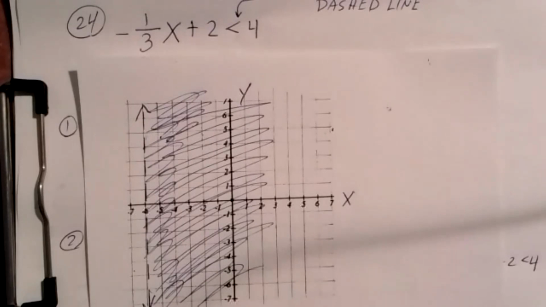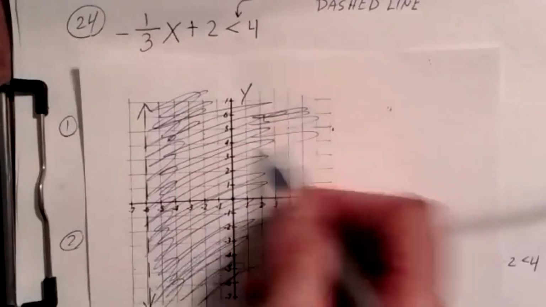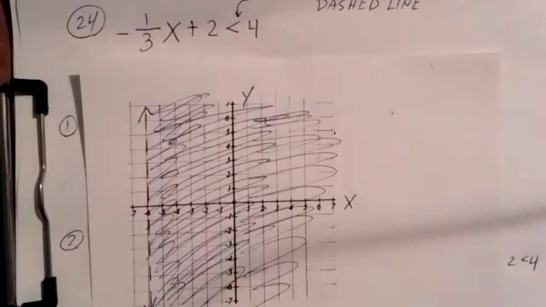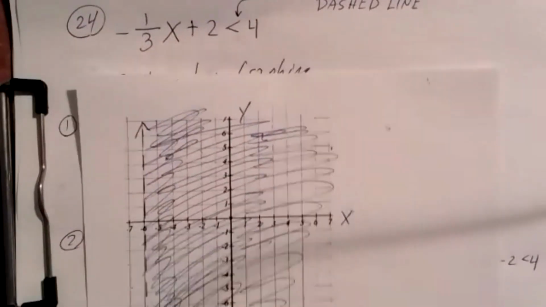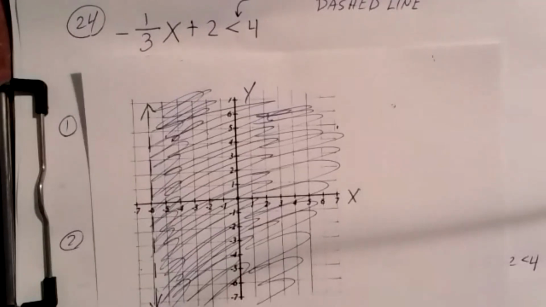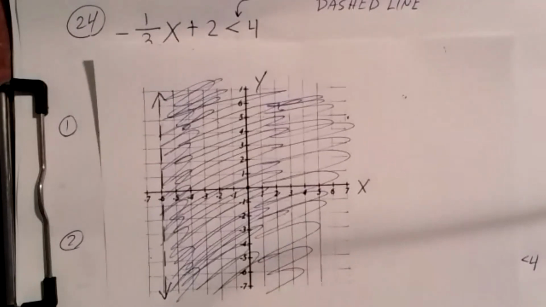7, 6. Yeah, 7, 6 is definitely in the shaded region over here. So any point to the right of this vertical dashed line would be a solution to that inequality. Is it making sense how we're solving inequalities in two variables by graphing their solution sets in the XY plane?